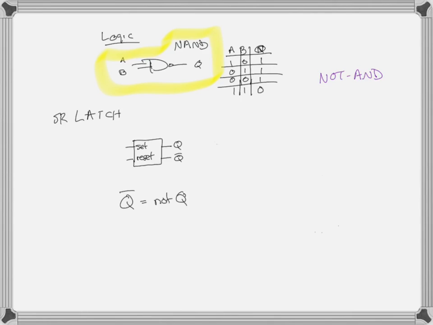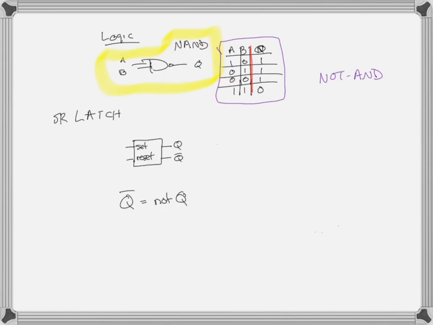So the truth table for the NAND gate is this one, right? The truth table has the inputs A and B, and the output is Q. Since they're binary inputs, they can only be zeros or ones, so the only combinations are 1, 0; 0, 1; 0, 0; and 1, 1.